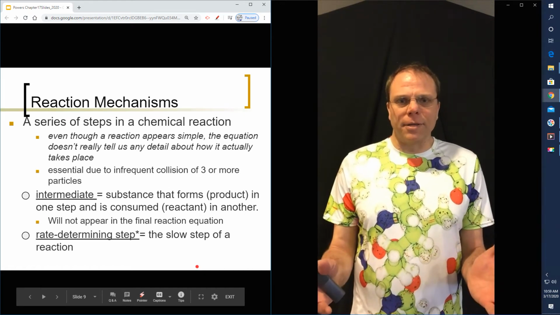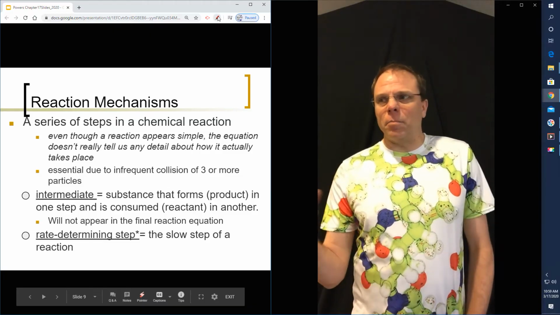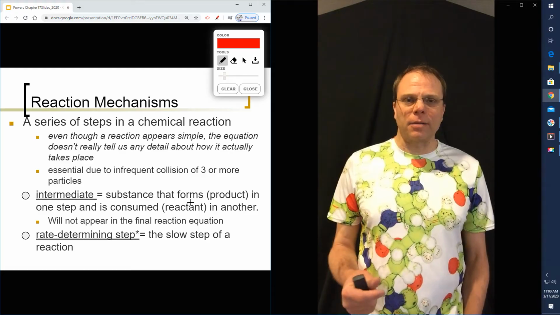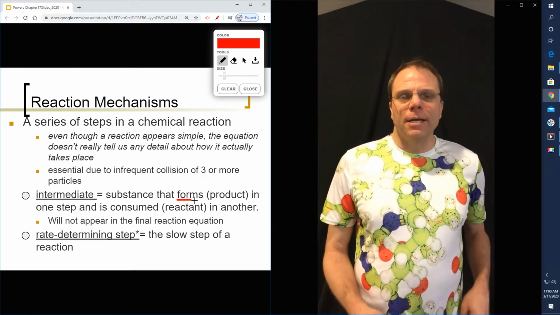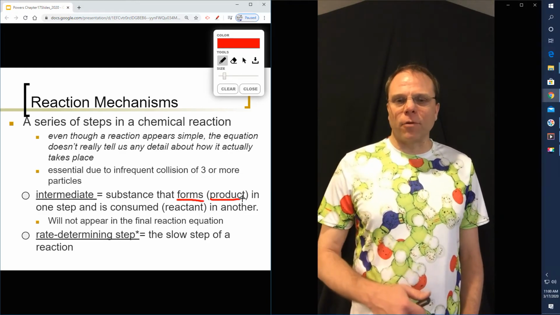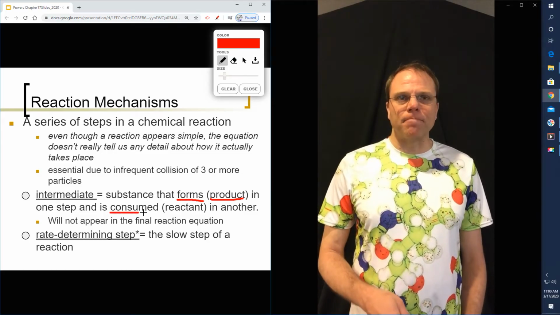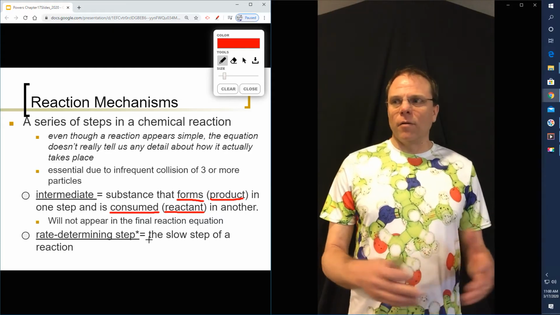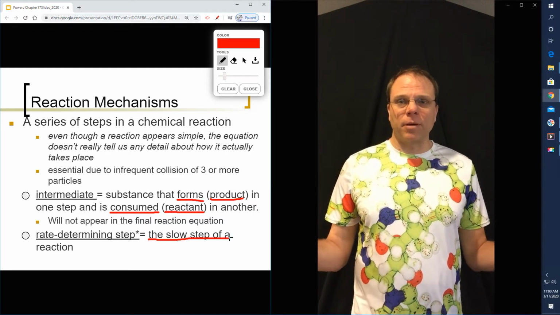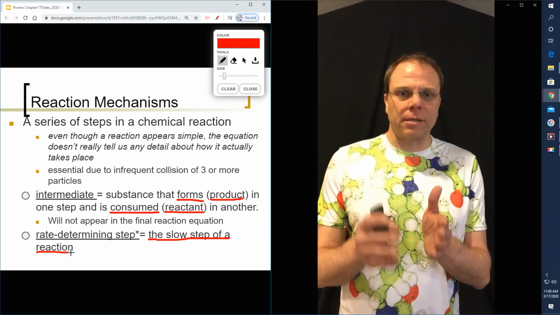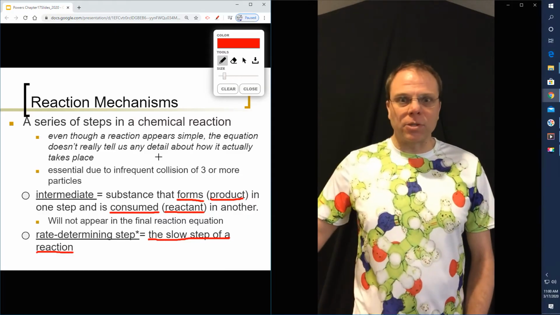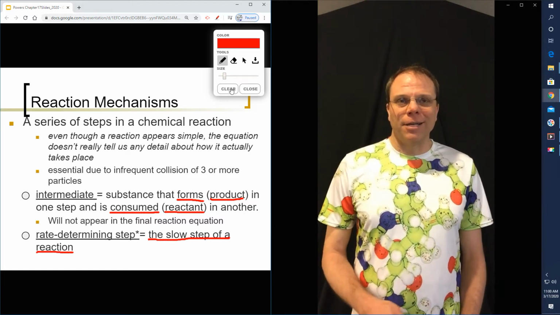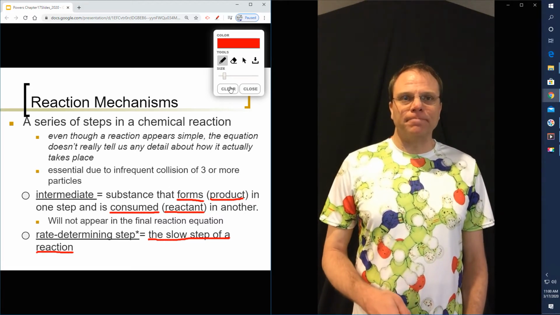The intermediate is a chemical that's made in one step, but it is actually not found in the final product because it gets used up in the next step. So intermediate: a substance that forms in one step but then is used up in a later step. And then the rate determining step, which is the slowest step of a reaction. The overall speed of the reaction is going to be determined by how fast the slowest person is. Okay, you've got a bunch of people chained together and they're trying to run a race. The slowest person is going to determine how fast that final finish is going to be.